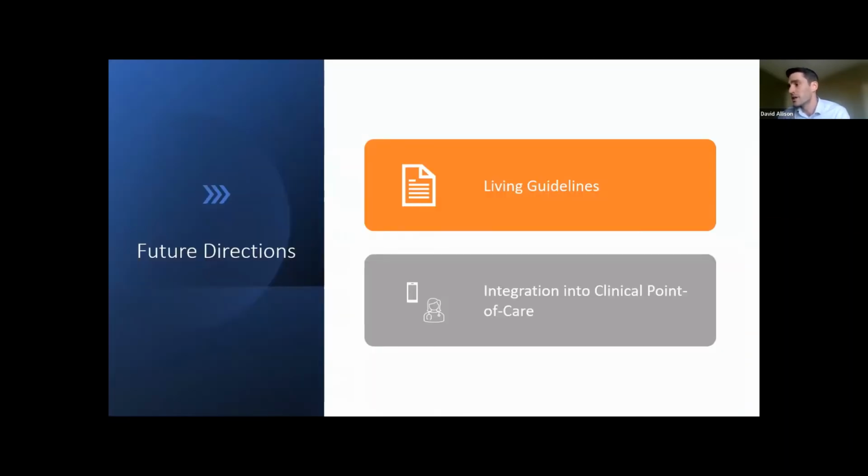Okay, so those are the key recommendations that have come out of the guidelines. And then I'll just touch on some of the future directions that we want to take the guidelines in. This relates to beginning to update the guidelines through what is known as a living guideline approach, and then also taking this and actually integrating this into clinical point of care.